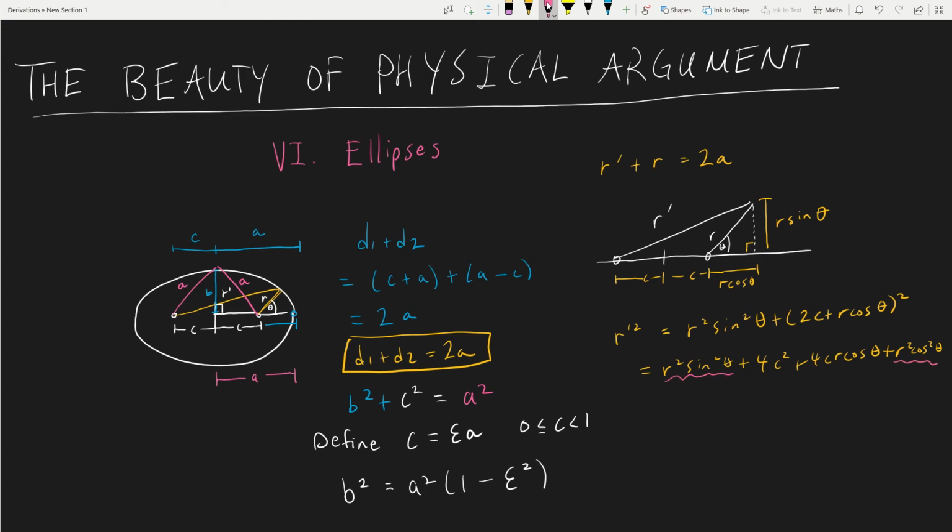What I'm going to do is bring it over to the other side. So we get r prime squared minus r squared equals 4c squared plus 4cr cos theta. Now recall what c is. We defined c earlier, so we're going to plug that in. Next we get 4 epsilon squared a squared plus 4 epsilon a r cos theta.